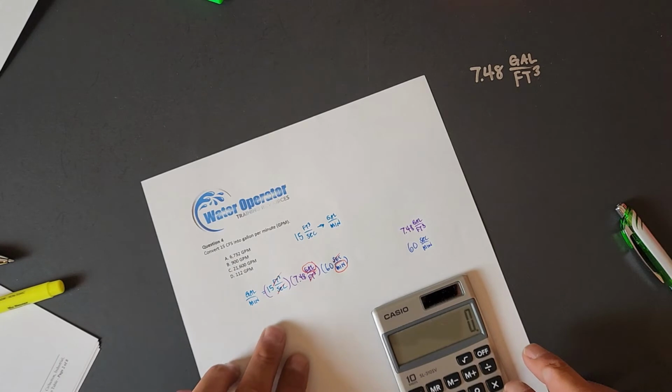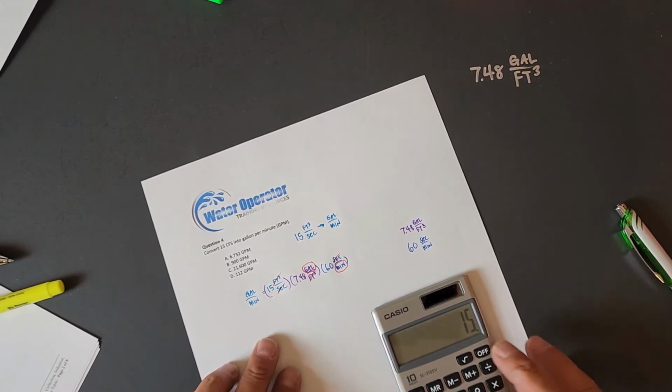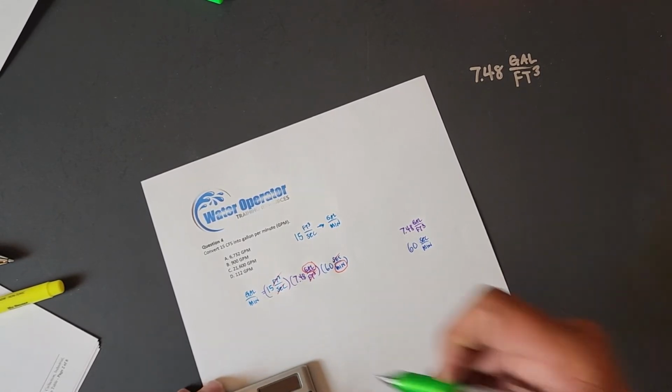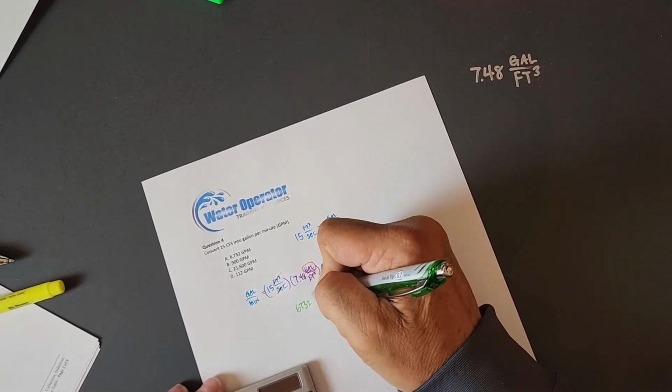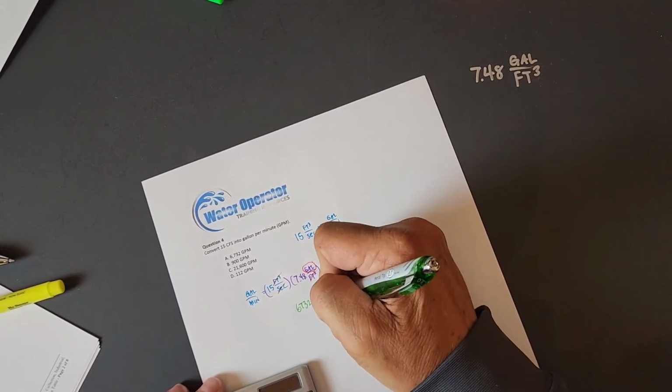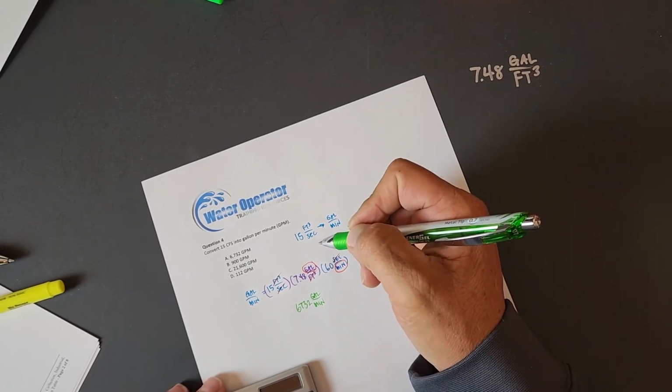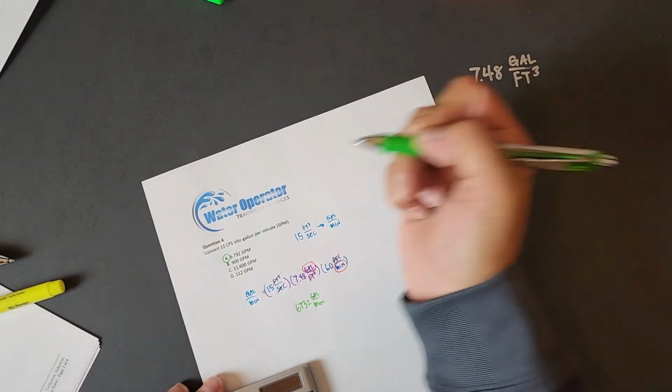Let's multiply across. 15 multiplied by 7.48 by 60, and that's going to give me 6,732 gallons per minute. The correct answer is A.